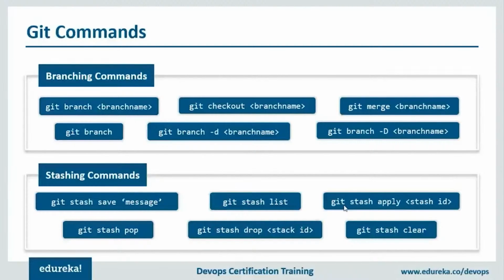Git stash save message is to basically save the stash with a message. Git stash list gives you the complete list of stashes you have. Git stash apply stash ID is like you apply that particular stash on that particular commit. Git stash pop is to apply the most recent stash and then remove it from the stash stack. Then we have git stash drop stash ID, that is used when you have to delete that particular stash from the stash list. And also you can clear the complete stack of stashes by just using the command git stash clear. So guys, that was a basic overview of basic commands of Git.